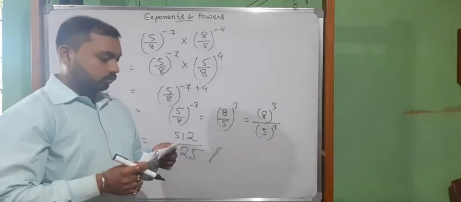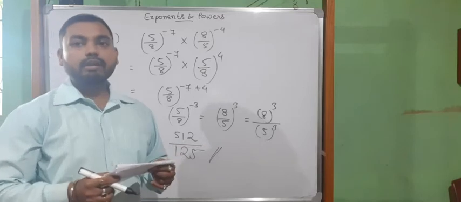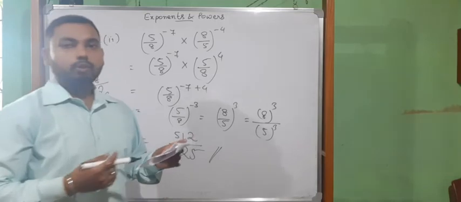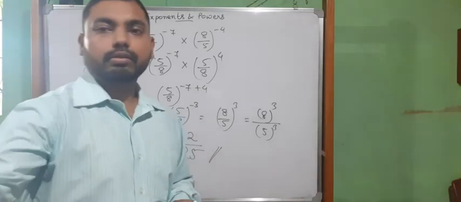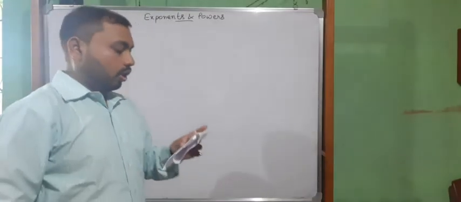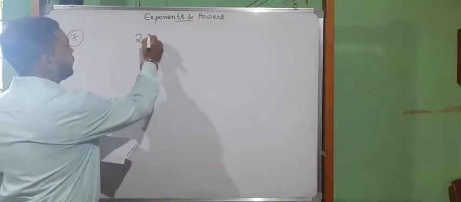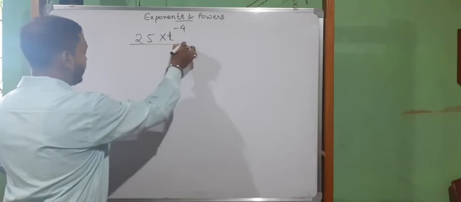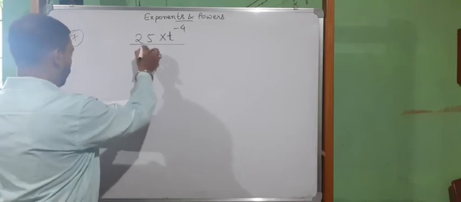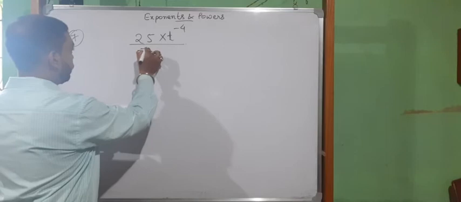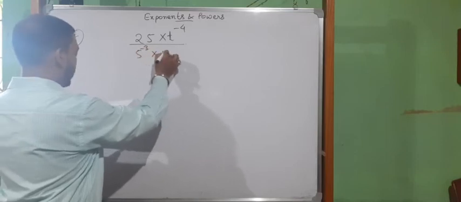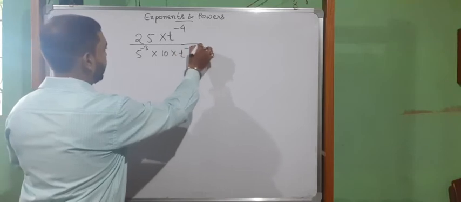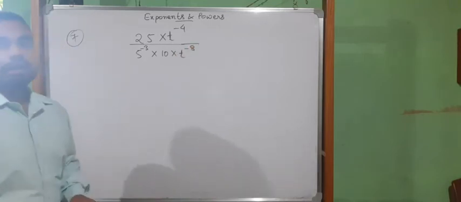So now question number 7, which is the last question of this exercise. Let me write the question and I will solve it. Simplify: 25 into t to the power minus 4, divided by 5 cube, that is 5 raised to the power minus 3, into 10 into t raised to the power minus 8. So this is the question.